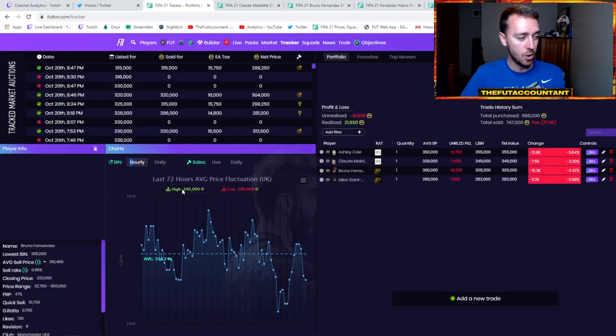And it gives you a low and a high. It shows you, hey, he was 340,000 coins here at one point, and he was down here at 289 at one point as well. This is where you really are going to see the benefits of learning how to flip cards with this graph and this info. It shows you the average price on the hour and where the lowest BIN was. Bruno was 293 earlier today, and it went up and sold at 323 at 6 p.m.